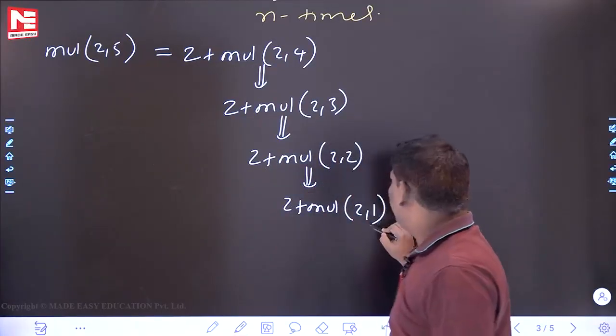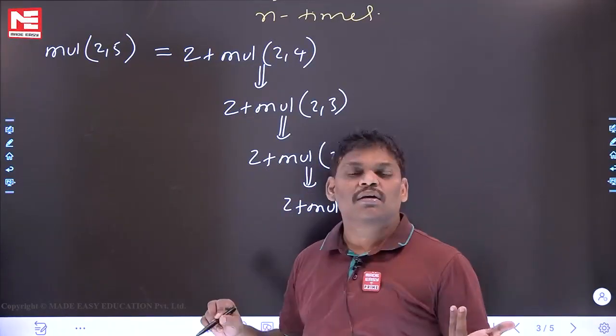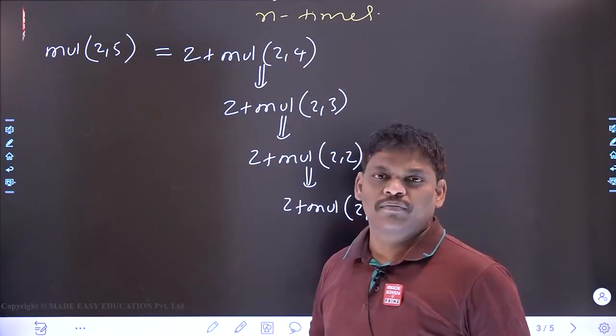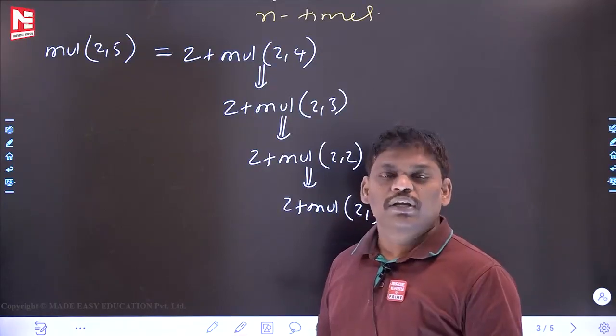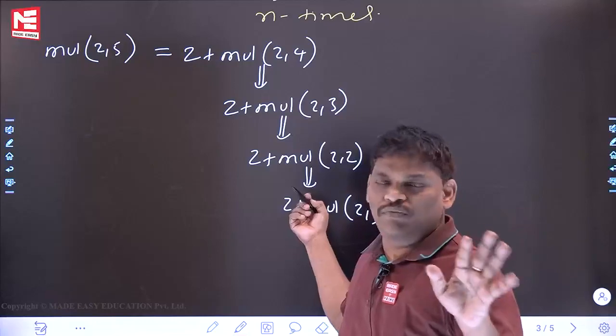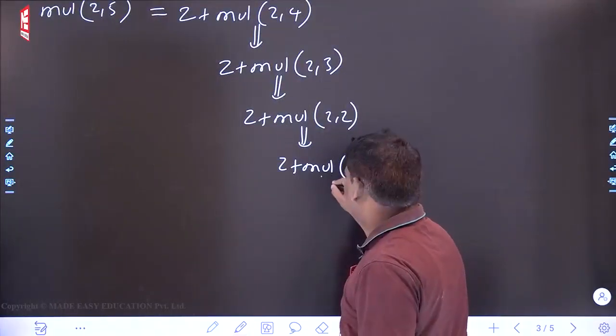Can you help me now? Multiplication of 2 comma 1, everyone. What is the answer? Multiplication of 2 comma 1 is going to be 2 into 1, which is 2 only. If you know this one, you can stop here. If you think, sir, I don't know that also, then you can go further.